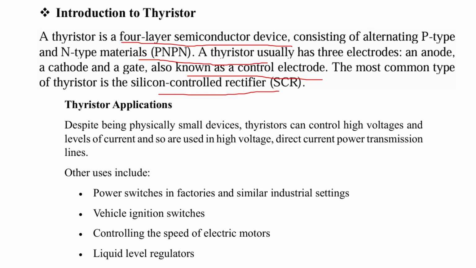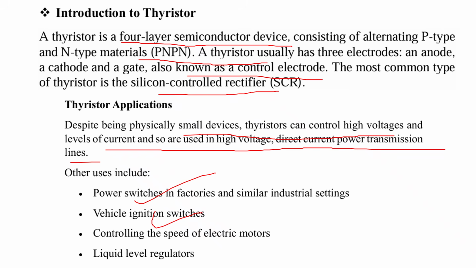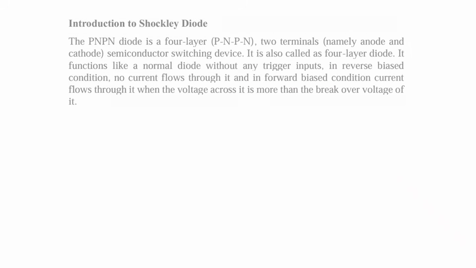So, despite being physically a small device, a thyristor can control high voltage and high levels of current. So they are used in high voltage direct current power transmission lines. Why is it being used here? Power switches in factories, vehicle ignition switches, controlling the speed of electric motors, and liquid level regulators. So these are the major applications.